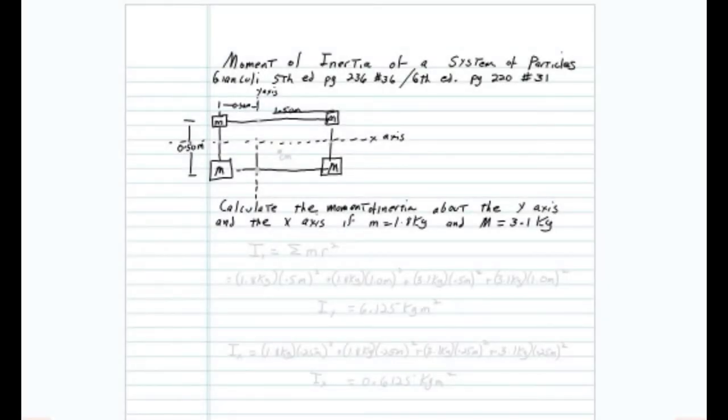Okay, so in this example, we're trying to find the rotational inertia, or the moment of inertia, of this system of 4 objects connected by light rods. So we're going to assume that the rods themselves have no mass and that the only masses we need to worry about are the masses of the squares, the cubes of mass m.